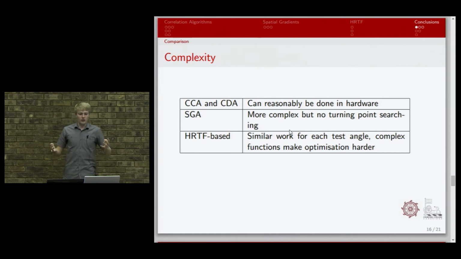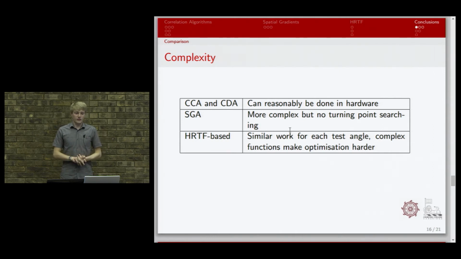How does this compare to the time-based ones? Well, if we look at their complexity, how difficult it is to implement them, the correlation-based algorithms, as you can tell by the fact that I was able to do it, are very easy to implement, and as I mentioned earlier, can even be built into hardware. The spatial gradients approach takes slightly more complicated equations, but the main point is they have no optimization step. There's no searching for these turning points. So it's always a fixed calculation, and so you should get a better estimate for the amount of time it takes, which is always a nice property for your algorithms to have.